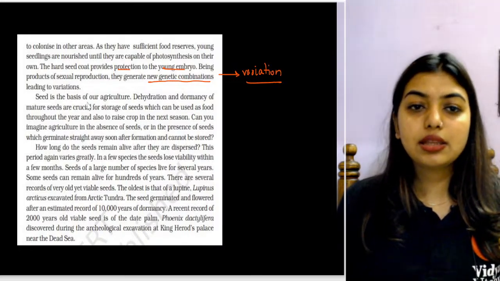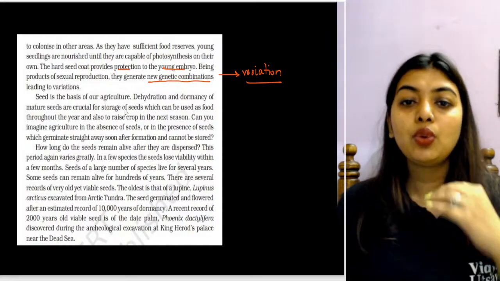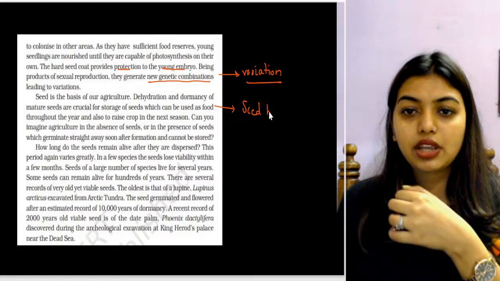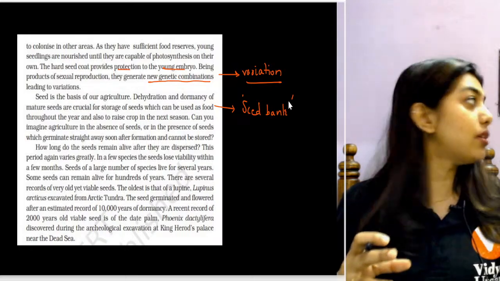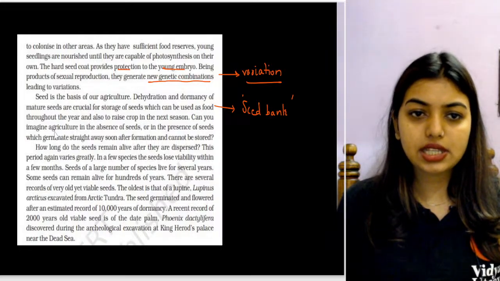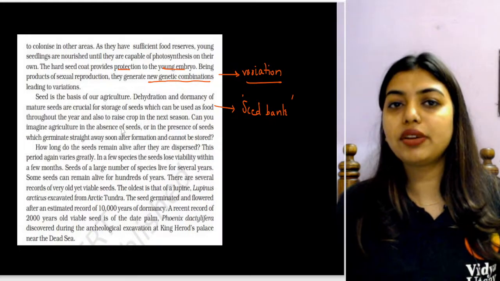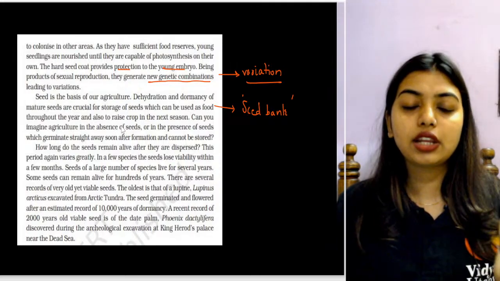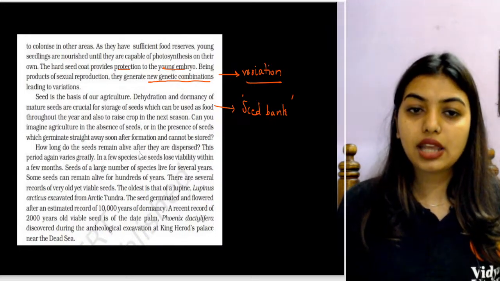Now, seed is the basis of our agriculture. Dehydration and dormancy of mature seeds are crucial for the storage of seed, which can be used for food throughout the years. Nowadays, all of you know, seed banks are there. The government itself has seed banks, private seed banks are there, where they give a packet of seed to the farmers and the farmer will cultivate the seed and raise the crop in the next season. Can you imagine agriculture in the absence of seed? It's going to be definitely difficult, because banana is now grown by vegetative propagation. We cannot grow everything by vegetative propagation. We do grafting and all of that, but there are a lot of plants which are grown by seeds.